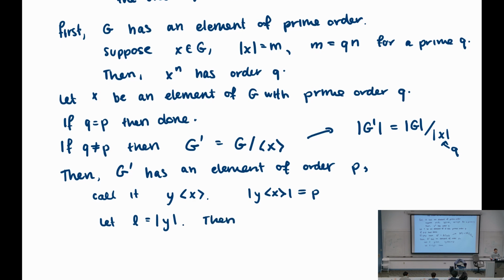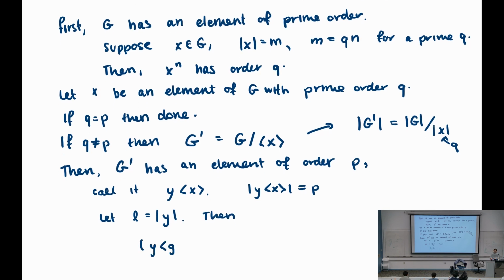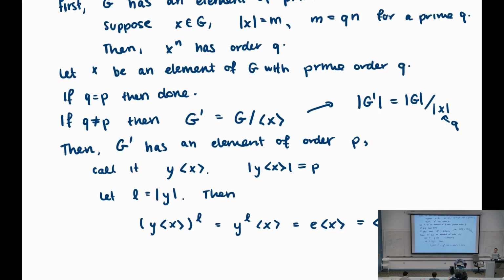Then we can observe that if I take in G prime the element Yx and raise this to the L power, by the definition of coset multiplication, this is Y to the L times the subgroup generated by X. Since L is the order of Y, this is equal to the identity times the subgroup generated by X, which is just X. So we see that in G prime, raising this element to the Lth power gets me back to the identity element in G prime.